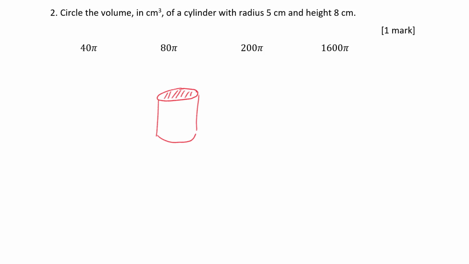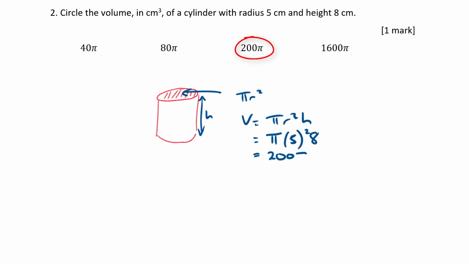So the cross-sectional area of a cylinder is a circle, so that part is going to be pi r squared, and then the distance between them is going to be the h, giving you a volume of pi r squared h. Okay, now subbing in what we know, that the radius is 5 and the height is 8. So that's going to be pi times 5 squared times 8. 5 squared is 25, 8 25s are 200. So that comes out to be 200 pi, which means our answer is that one there.